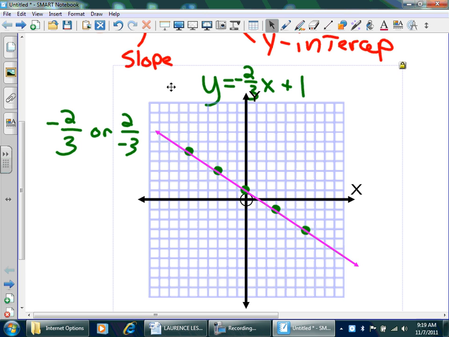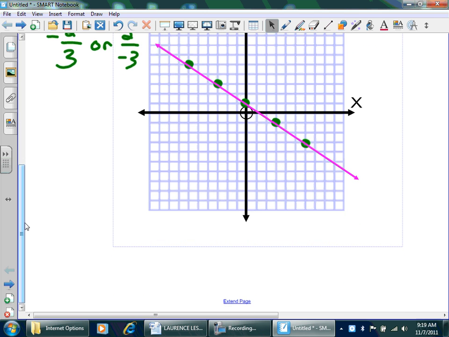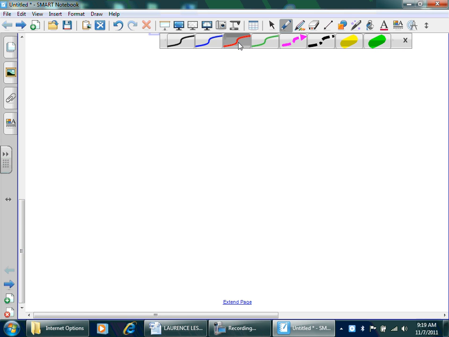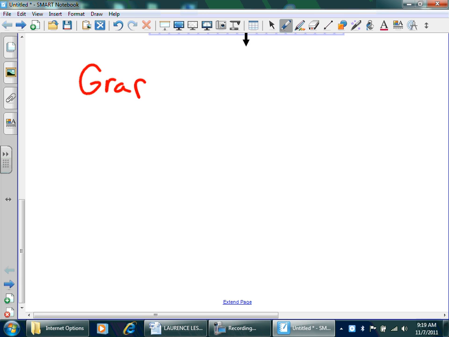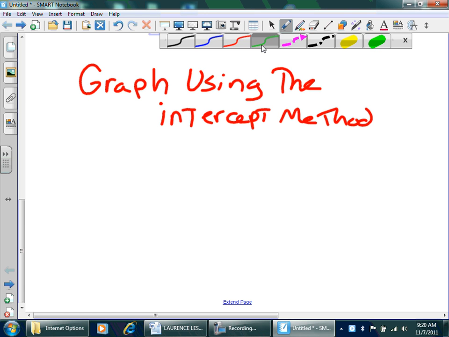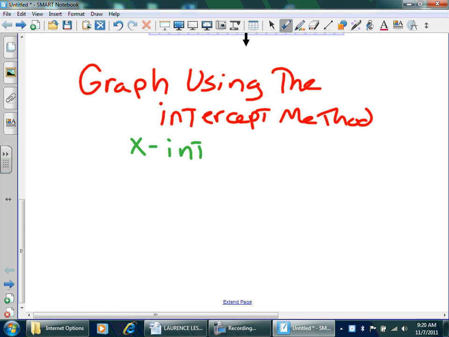Now, today we're going to learn a new method because sometimes, believe it or not, as easy as this is, it's easier to graph in a different form. Today we're going to graph using the intercept method. What that means is we're going to find the x-intercept and the y-intercept, and because we have those 2 points, we'll be able to draw a line.